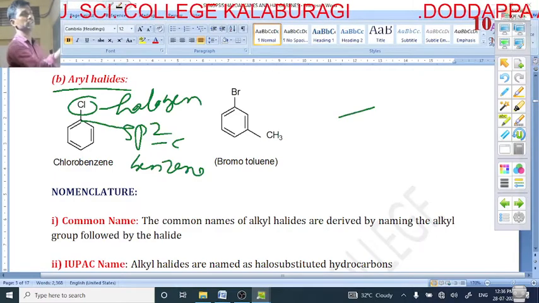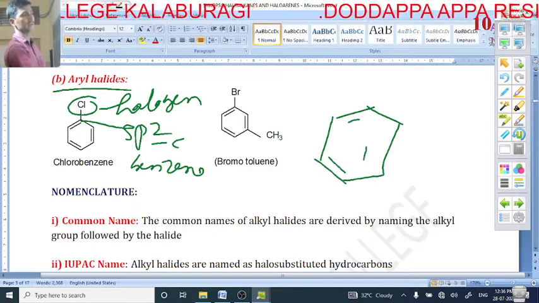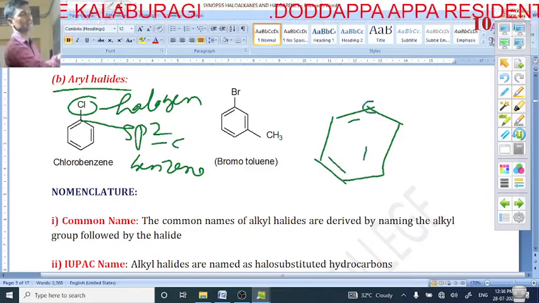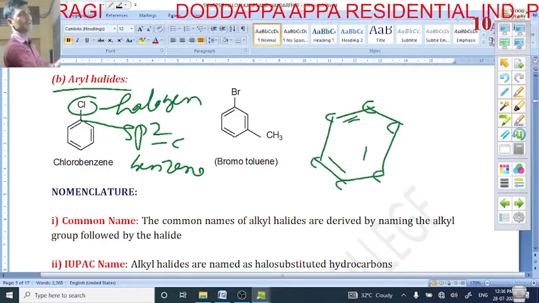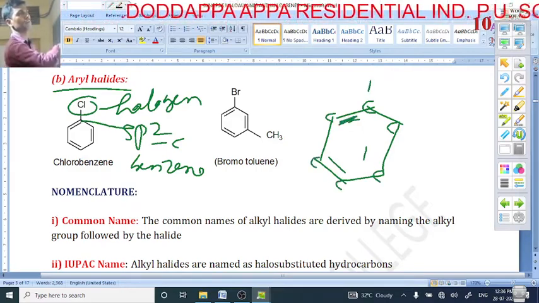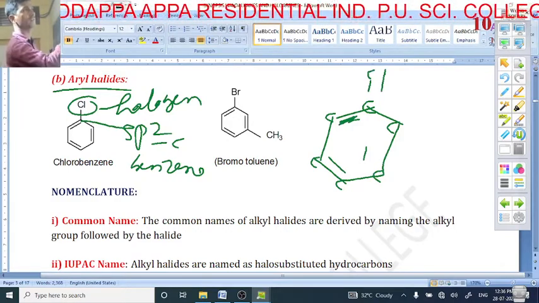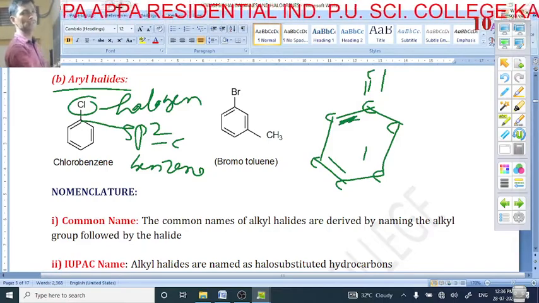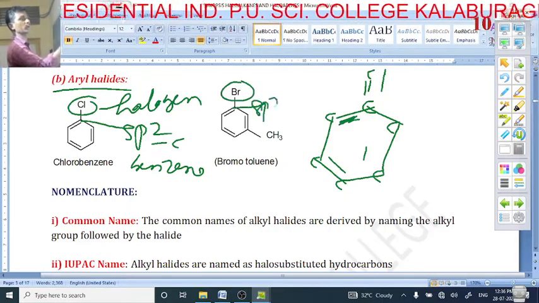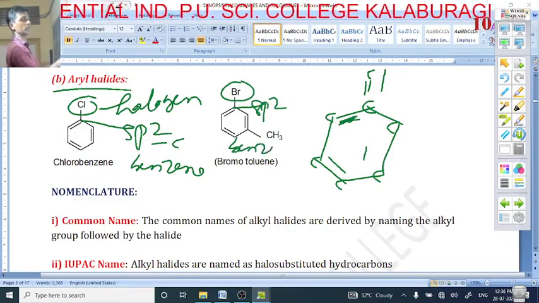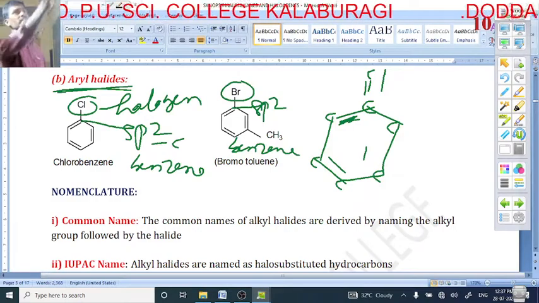So this is the benzene. It contains alternate single and double bonds. All of these are carbons, so this carbon has a carbon-carbon double bond. This is where the halogen is attached. Cl is the halogen. In this case, the Br halogen is attached to the sp2 carbon of the benzene ring. So this is called aryl halide.